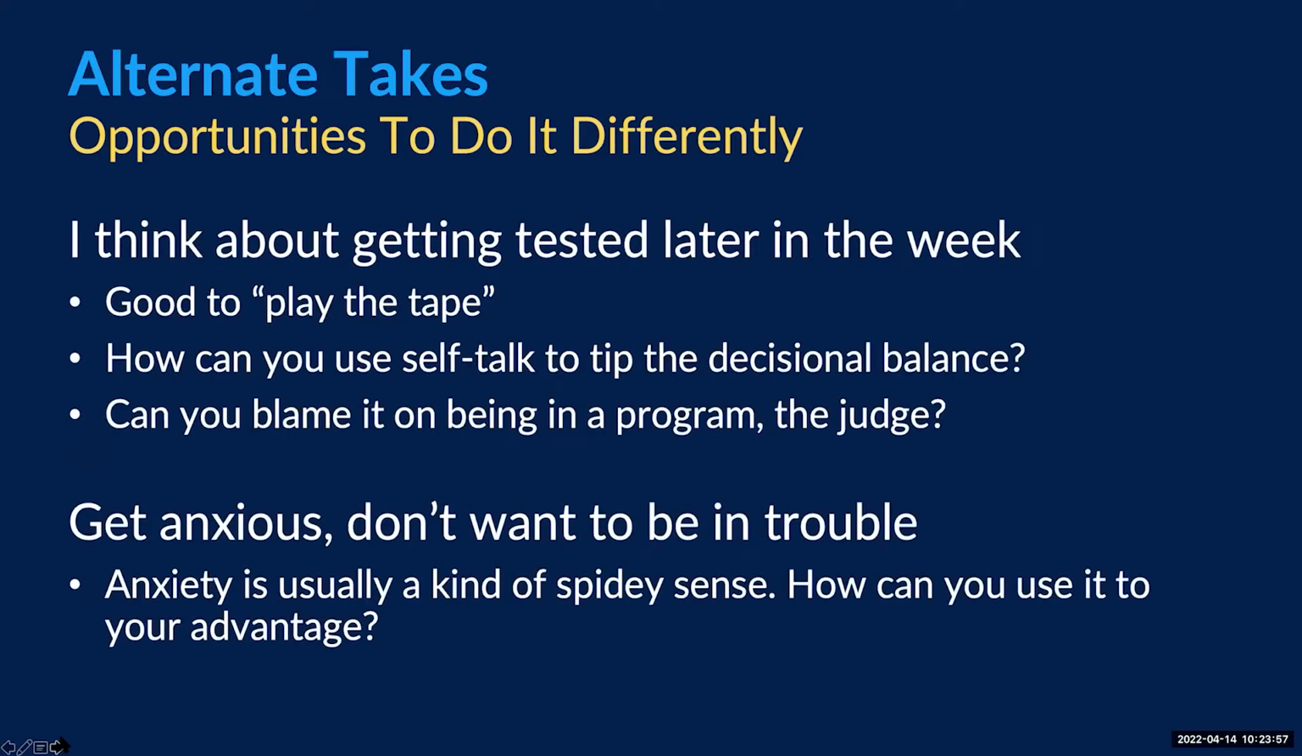You could play the tape that your PO is going to test you later in the week. How could you use self-talk as a skill to tip the decisional balance? That is, I like getting high. On the other hand, I don't want to be in trouble with my PO. Which is worse? What are the pros and cons? Maybe you can blame it on being in the program. Maybe you can blame it on that stupid PO or that stupid judge. But whatever it takes, can you use those kinds of techniques?